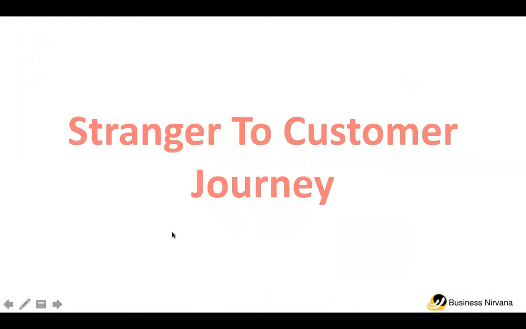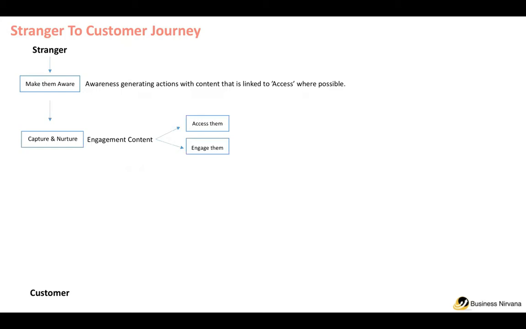Okay, stranger to customer journey. This is really important to understanding this whole thing. I've tried to illustrate using this one across all the webinars, but it really is central to everything that we as businesses try to do. We want a stranger to make that journey towards being a customer. The first step is to make them aware. This is generally in the form of awareness generating actions or strategies, and it goes hand in hand with content. This must be linked to the next stage, which is access, which is actually capture and nurture, but the first part of that capture is the ability to access.